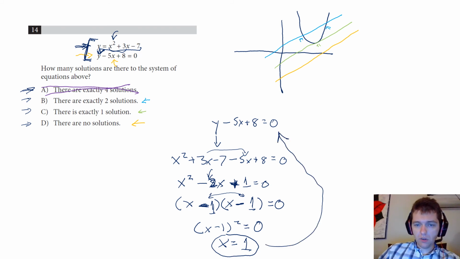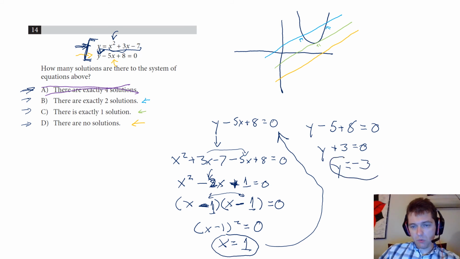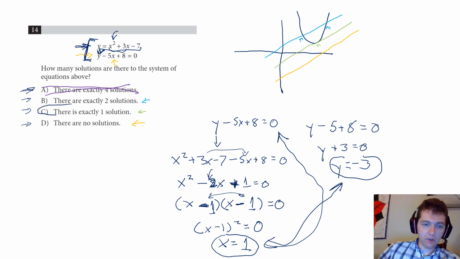It'll leave you with y minus 5 times 1 is 5 plus 8 is equal to 0. It means that y plus 3 is equal to 0. That means that y is equal to negative 3, which is only one solution. So the intersection between that parabola and the line happens at x is equal to 1, y is equal to negative 3. It only happens once, which means that C is the correct answer. There is exactly one solution.